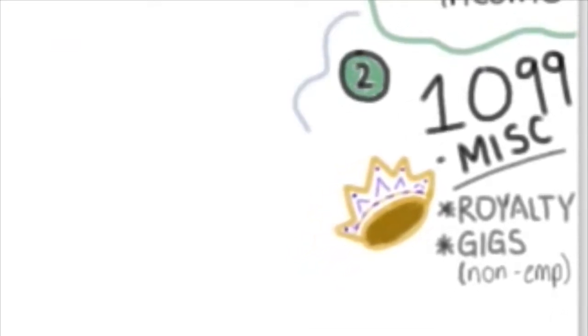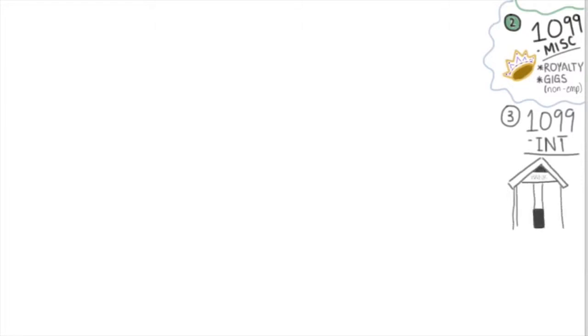Second, we will need your Form 1099 Miscellaneous. This will show any royalties you received, as well as any income where you made over $600 for the year, from gigs, for example. Here's what that form looks like. Third, we will need Form 1099 INT. The 1099 INT will show any interest you received from banks.